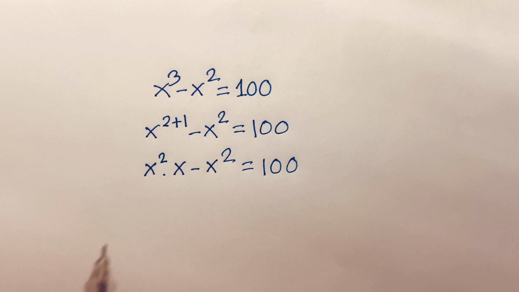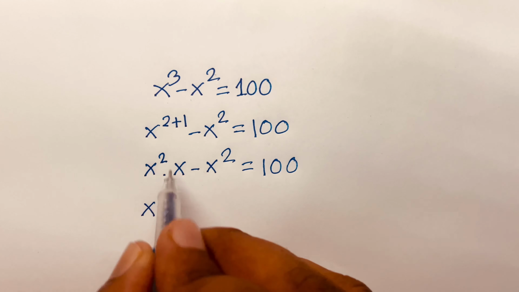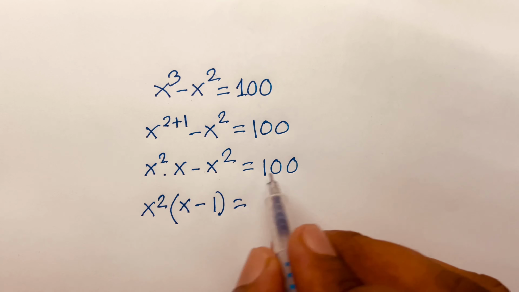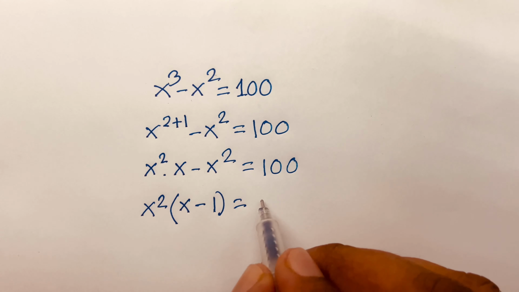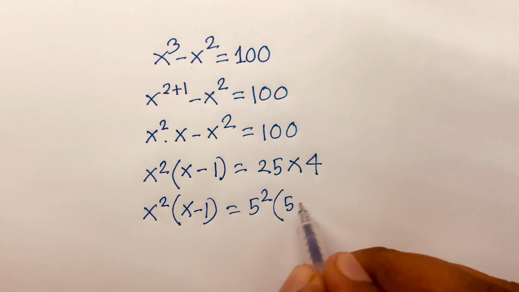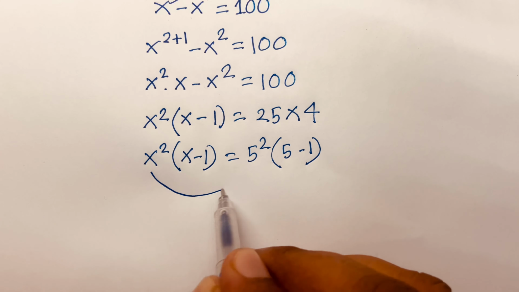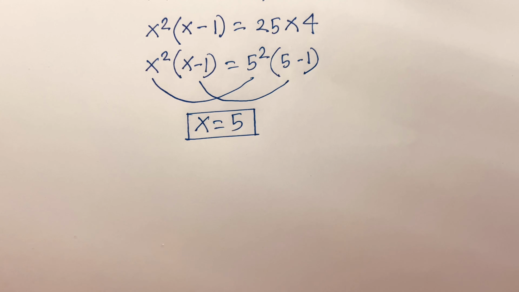Then I can say x to the power 2 is common, so this divided by this, it will be x, minus this divided by this, it will be 1, is equal to 100, which is 25 times 4. Then I can say x to the power 2 times x minus 1, and 25 times 4, 25 is equal to 5 square, and 4 is 5 minus 1. Then I can say this equals this and this equals this, so easily x is equal to 5. But I don't find the imaginary part, so I solve this question by another method.